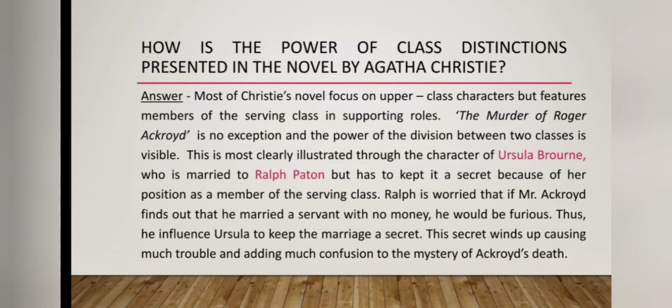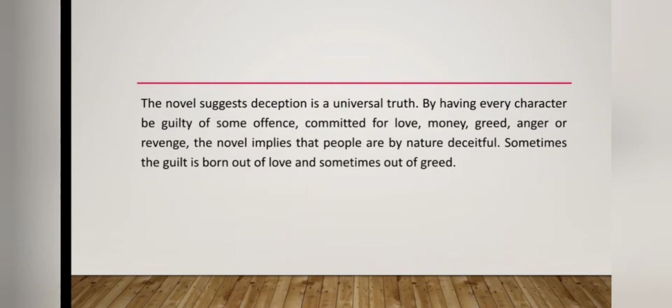Ralph is worried that if Mr. Ackroyd finds out that he married a servant with no money, he would be furious. Thus he influenced Ursula to keep the marriage a secret. This secret winds up causing much trouble and adding much confusion to the mystery of Ackroyd's death.